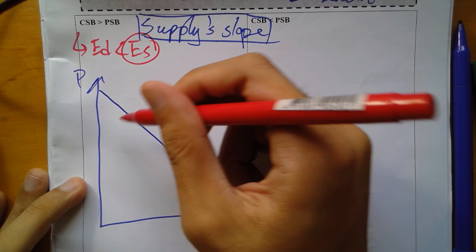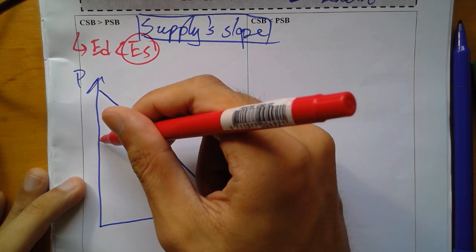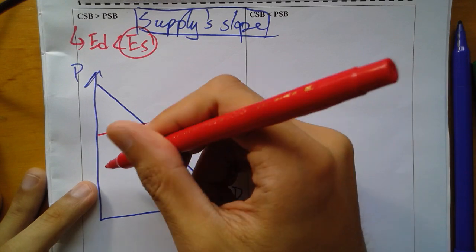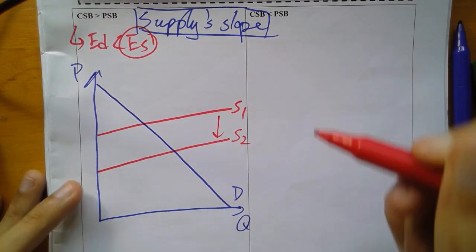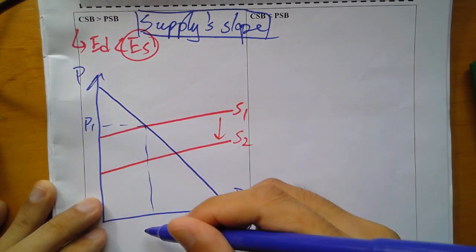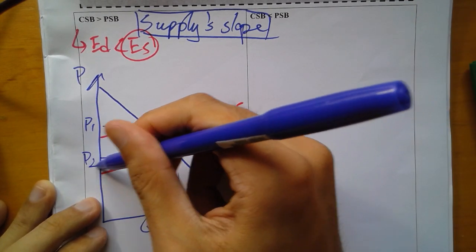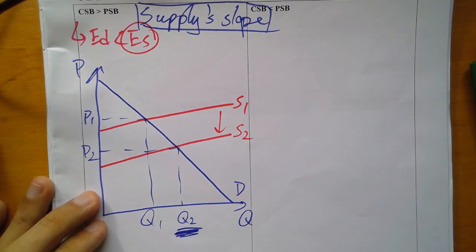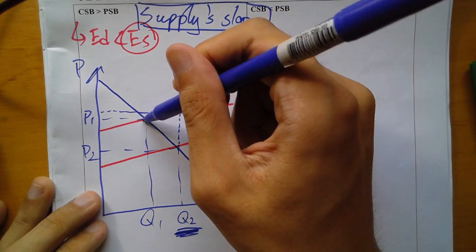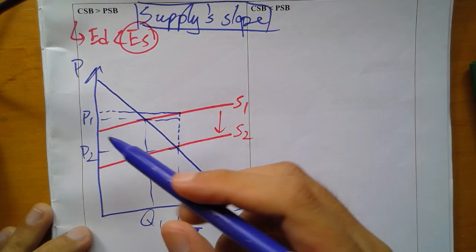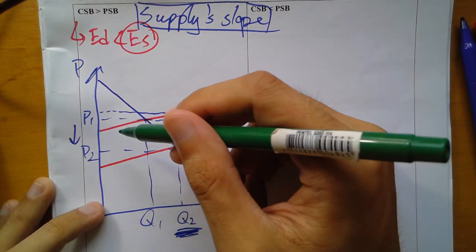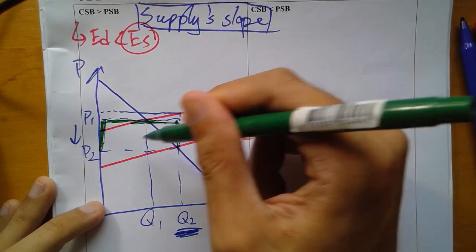Then we draw a more horizontal curve, let's call it S1. Remember, this is an increase in supply, a downward shift. Markdown, this is P1, Q1, P2, Q2, and immediately underline this. Then go back up. Do you see P1 to P2? This is a drop in the price. So who is getting more? Who is enjoying a decrease in price? Of course, the consumer.